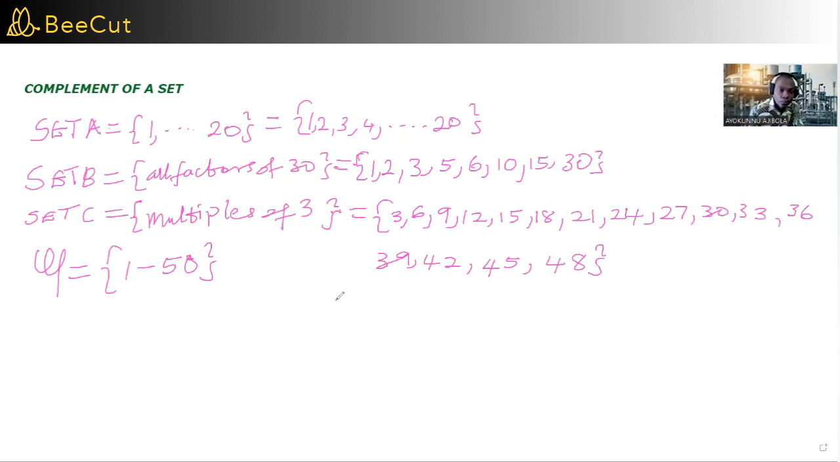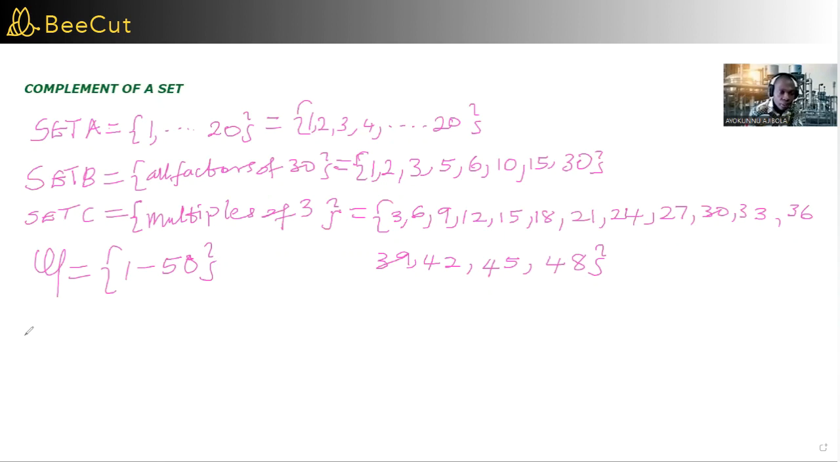So with this, you can be given a question. They didn't ask you to find all of this, but you are the one to know that you are going to find them out if you have been given their definition. Definition of set A says 1 to 20, then you have written 1 to 20. Definition of set B says all factors of 30, you have written all the factors. And definition of set C says multiples of 3, then you have written all the multiples of 3 that are within the universal set.